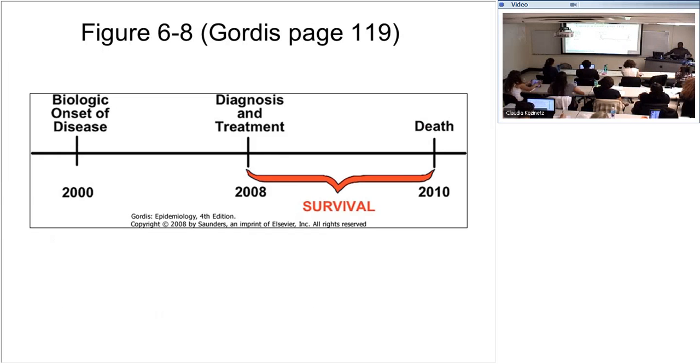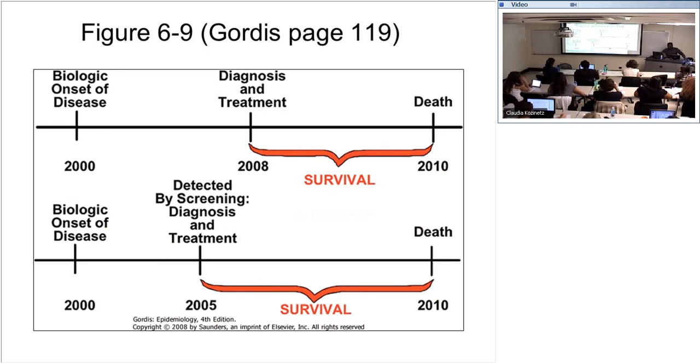So this is an example of what happened. This first person develops cancer. The biological onset is in the year 2000. Because there was no screening, the symptoms started, and the person went to hospital after a series of diagnoses. The cancer was diagnosed in 2008 and he was treated. Then he died in 2010. So we assume that he only survived for 2 years.